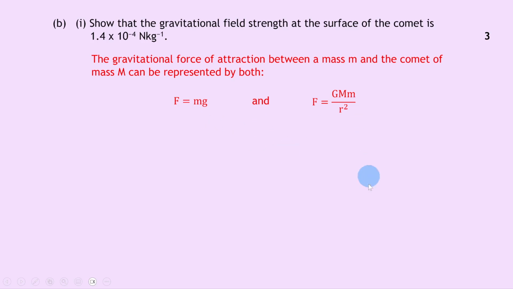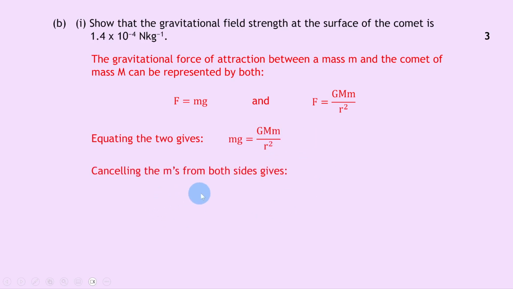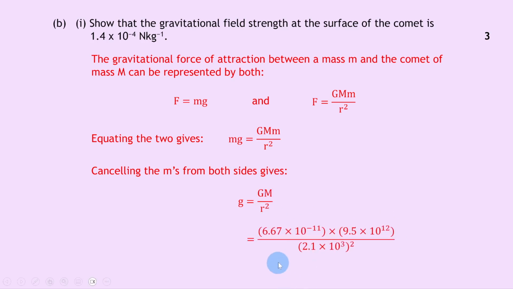So these are our 2 gravitational force equations, and equating the 2 will give us mg equals GMm over r squared. Now cancelling the lowercase m's from both sides gives us g equals GM over r squared. And now we've got a relationship for gravitational field strength in terms of the universal constant of gravitation, the mass of the comet and the radius of the comet. So substituting in our numbers, we have 6.67 times 10 to the minus 11 times 9.5 times 10 to the 12 divided by 2.1 times 10 to the 3 squared. And putting that into your calculator should give you an answer of 1.4 times 10 to the minus 4 newtons per kilogram.